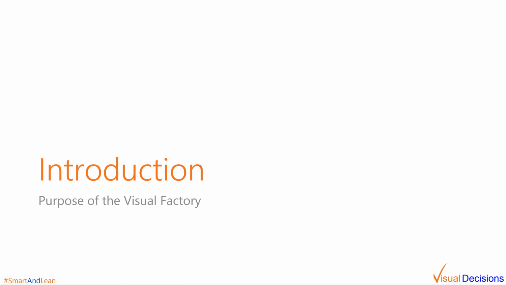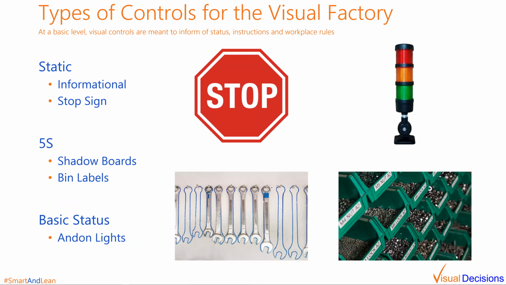To get started, we'll look at a few types of visual controls to narrow down our focus for the discussion. Then we'll look at the purpose of having visual controls and what they're meant to achieve. At a basic level, visual controls are meant to inform people of the status of an operation or to provide directions or instructions on expected behaviors. These goals can be achieved with simple controls, such as an andon light, or static visuals, such as stop signs and walkways, or shadow boards displaying where to put different tools.